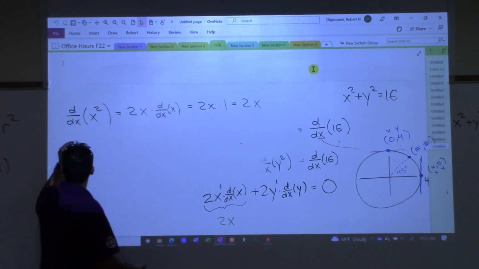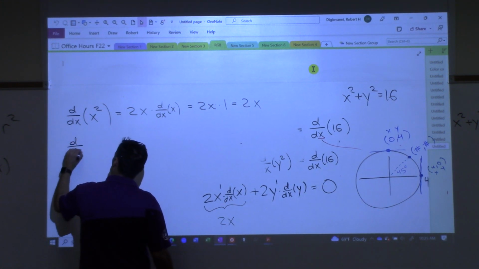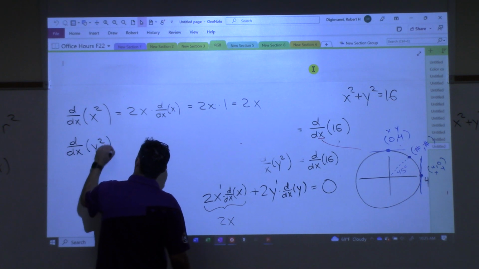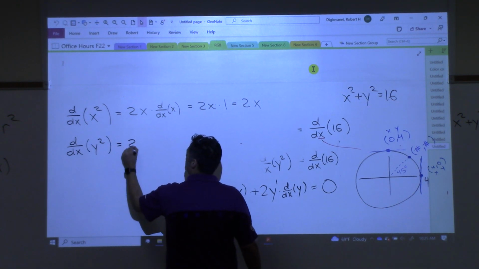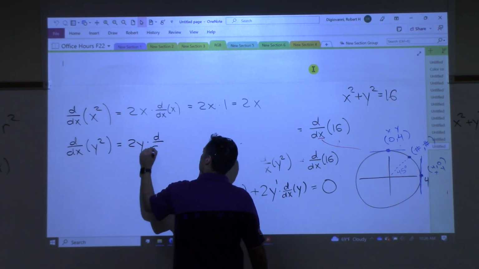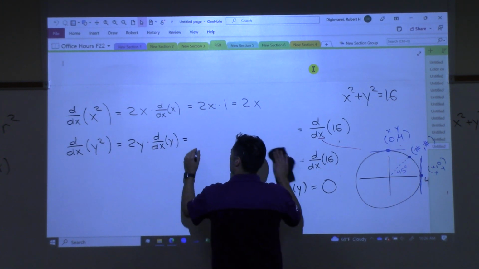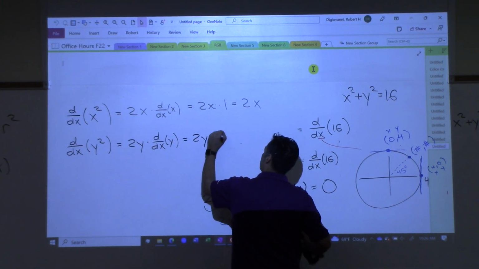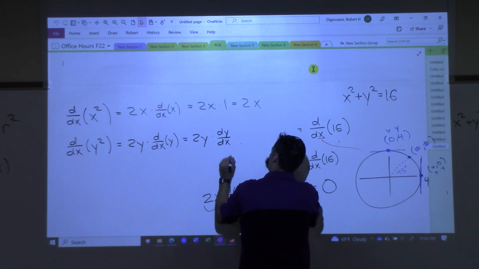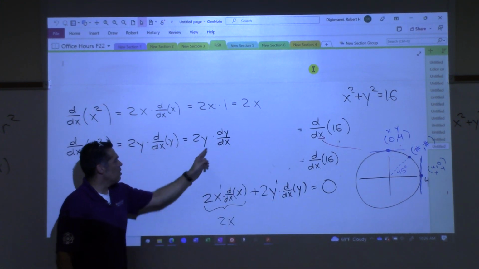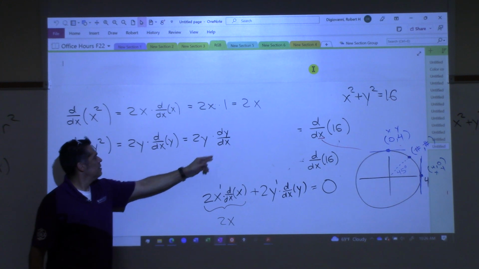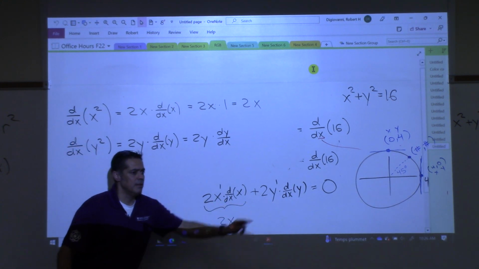But what if I do this? Derivative with respect to x of y squared. Well, this would be 2y times d dx of y, which is 2y dy dx. And that time, this doesn't go to 1, right? That's the problem we just did right there, right?